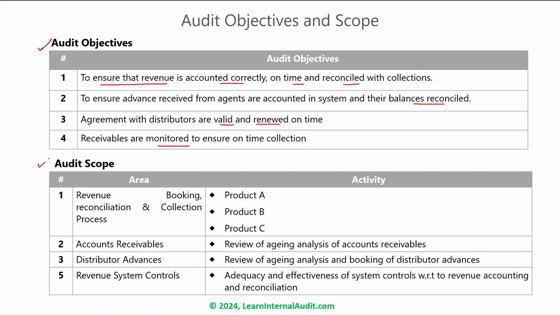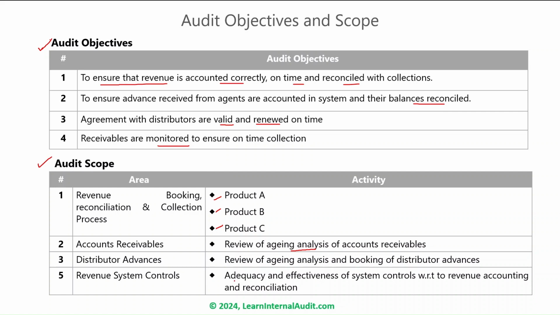Now, the audit scope, which is aligned with the audit objective, includes all this. In revenue booking, reconciliation and collection process, under activity, you would see product A, B, C. That means you are analyzing all these three products under revenue booking, reconciliation, and collection. For accounts receivables, you are looking at the aging analysis of accounts receivables, and you can also add balance confirmation. For distributor advances, again, you're looking at the aging and the booking of distributor advances.